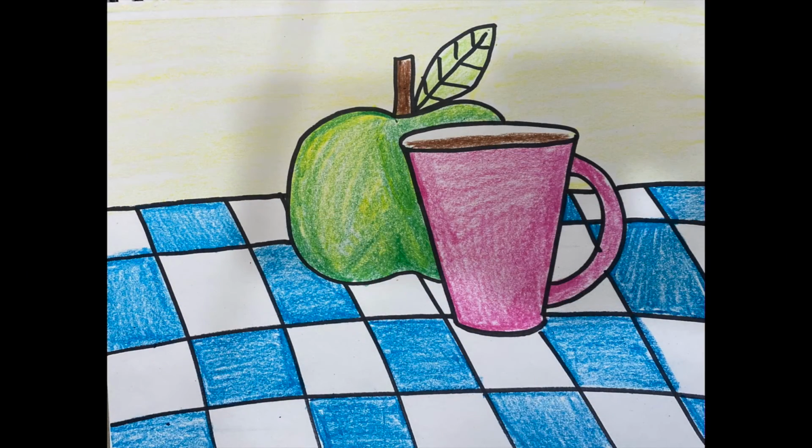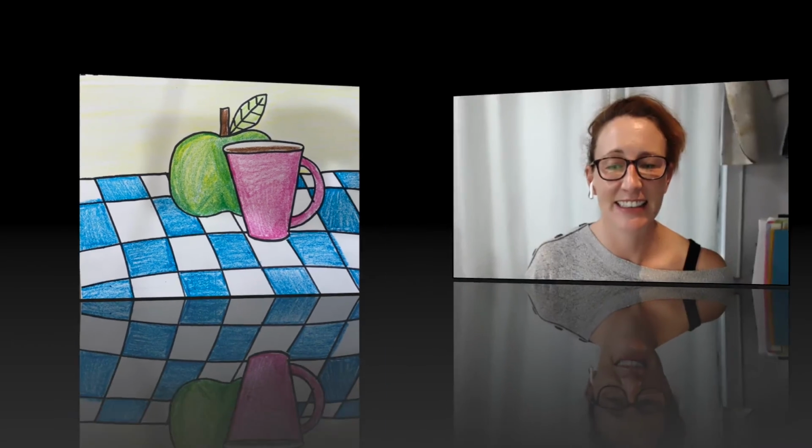Okay, boys and girls, great job. So today I want you to create your very own still life. Use objects from your house. Color it with any coloring tools you have. Make sure you overlap, or put over top, objects that are in front of each other. I can't wait to see what you create. Go ahead and use Padlet to share.